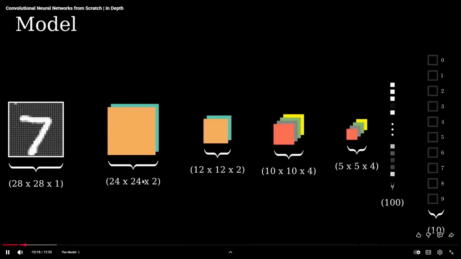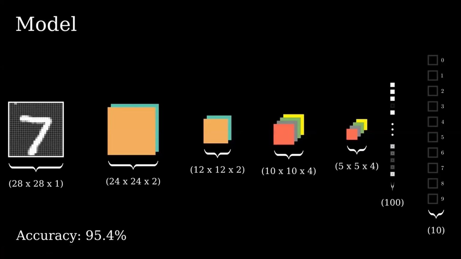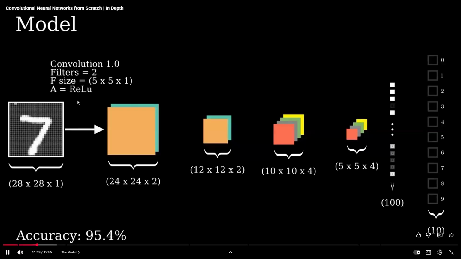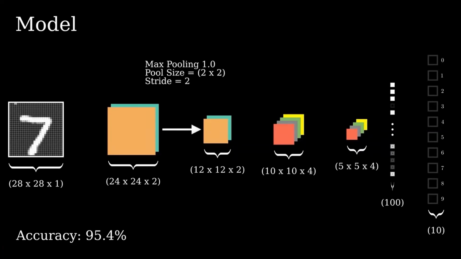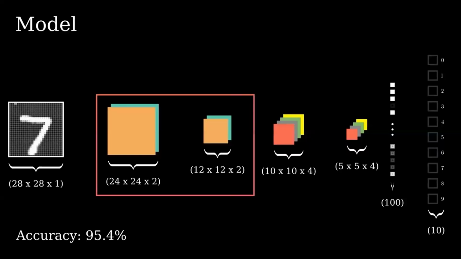The model is pre-trained and has an accuracy of 95.4%. It will take in an input image with the dimensions 28 by 28 by 1. First off, we will perform a convolution with two filters that have a filter size of 5 by 5 by 1, and use an activation function called ReLU. So in here they are using 5 by 5. Next, we will perform max pooling with a pool size of 2 by 2 and a stride of 2. This is our first layer.